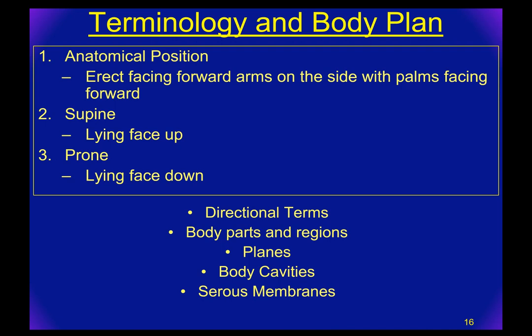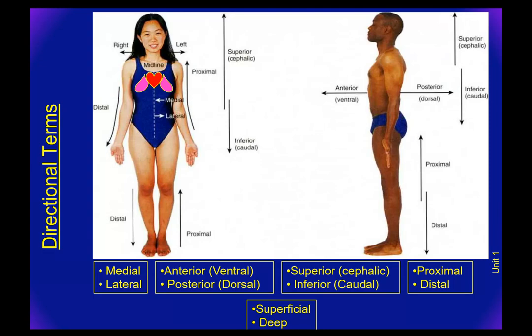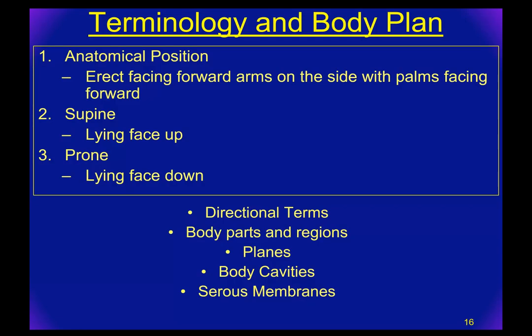So let's talk terminology and the body plan. Anatomical position is somebody facing forward. Okay, they're facing you. Their arms are out to their sides, right next to their body, and their palms are facing forward. Feet about shoulder width apart. Kind of like these guys, except their feet are right next to each other. But this would be anatomical position if their feet were slightly parted right under their shoulders. Okay, so that is anatomical position.